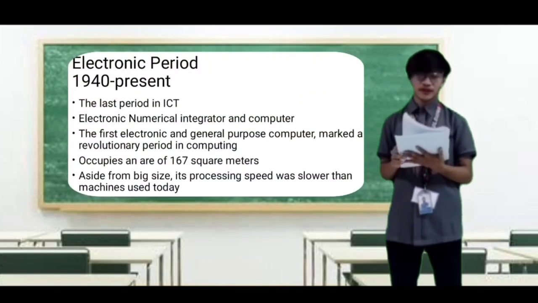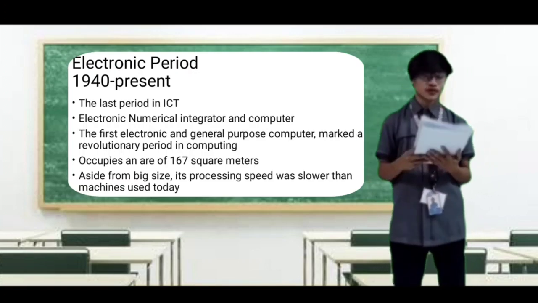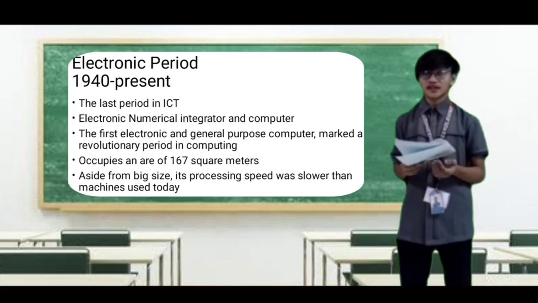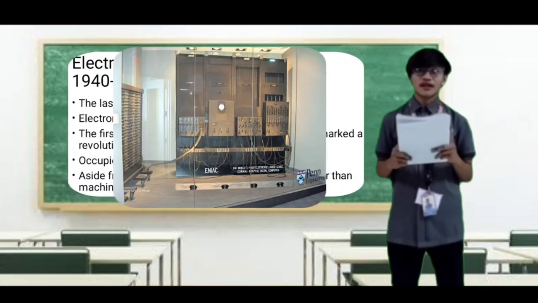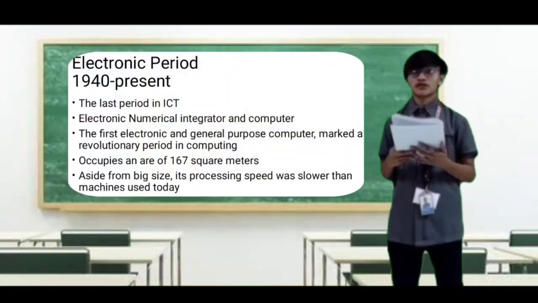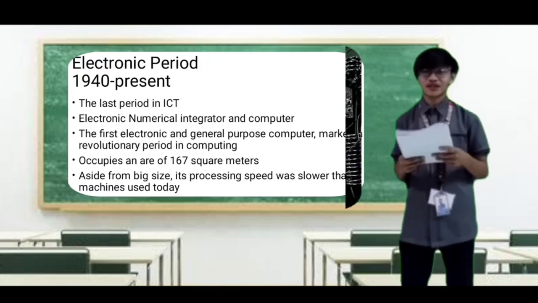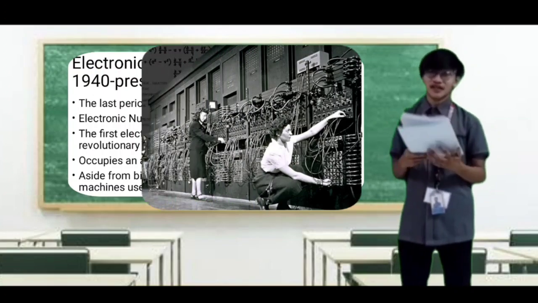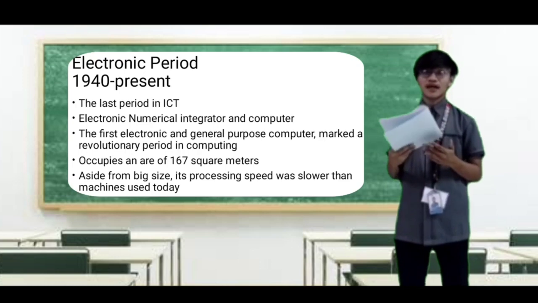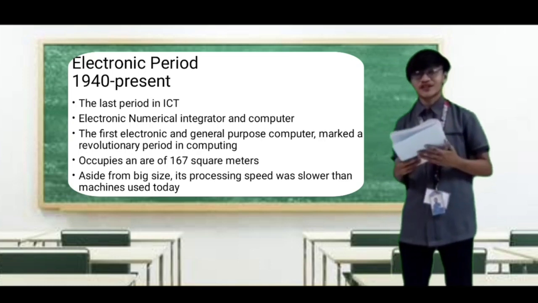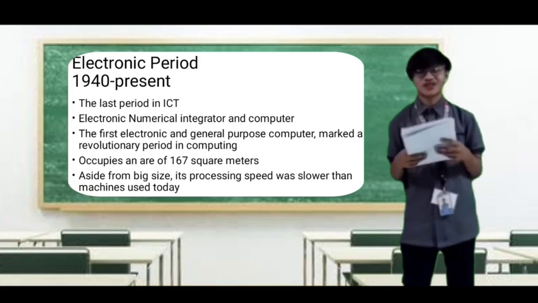Okay, so the last period in the history of ICT is the electronic period, which is around 1940. This is the Electronic Numerical Integrator and Computer, the first electronic general purpose computer, which marked a revolutionary period in computing. It occupies an area of 167 square meters. Can you imagine that the Electronic Numerical Integrator and Computer occupied 167 square meters? The computers before were so very big.